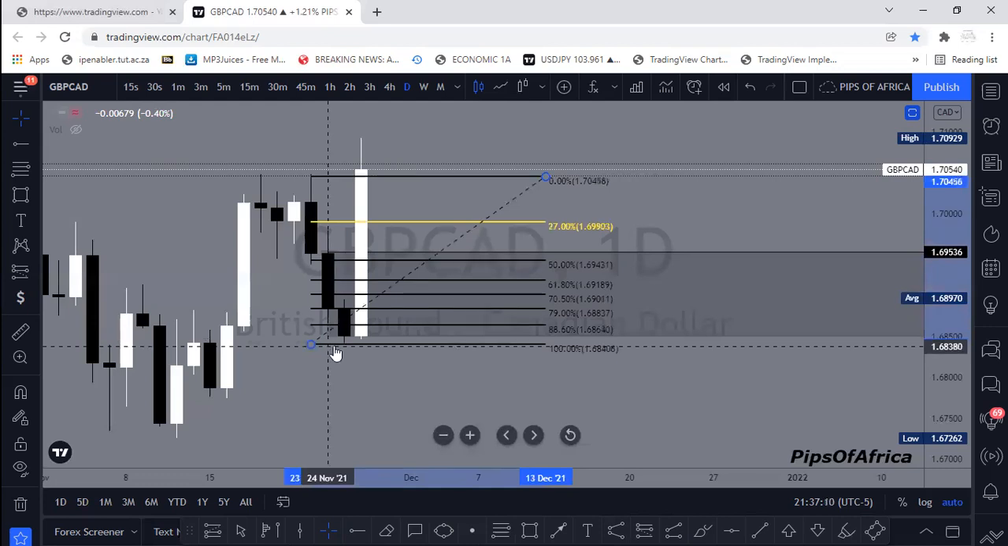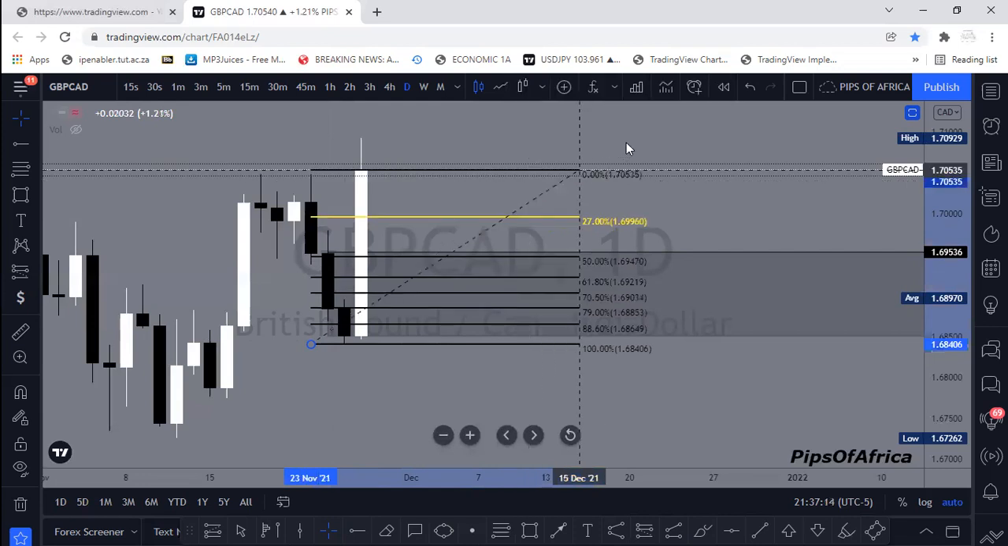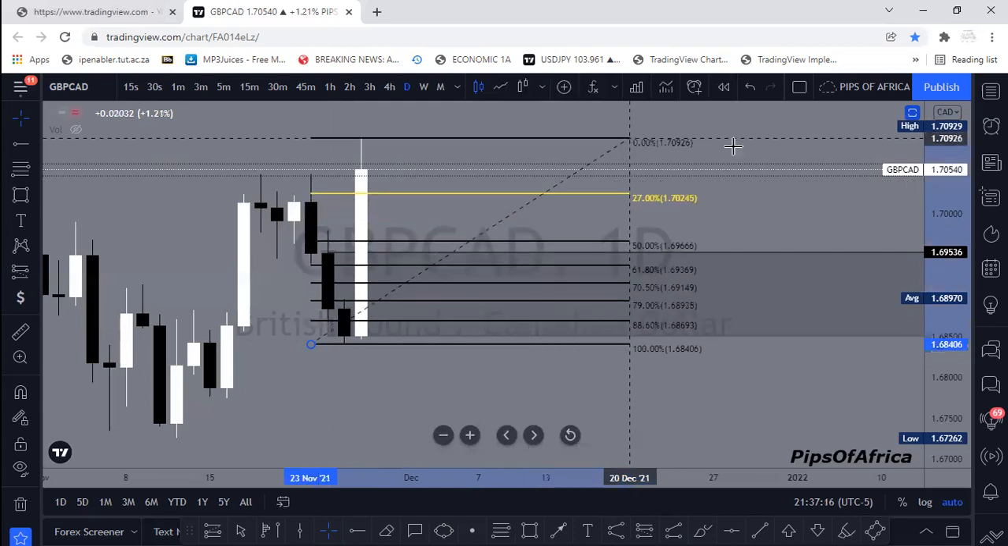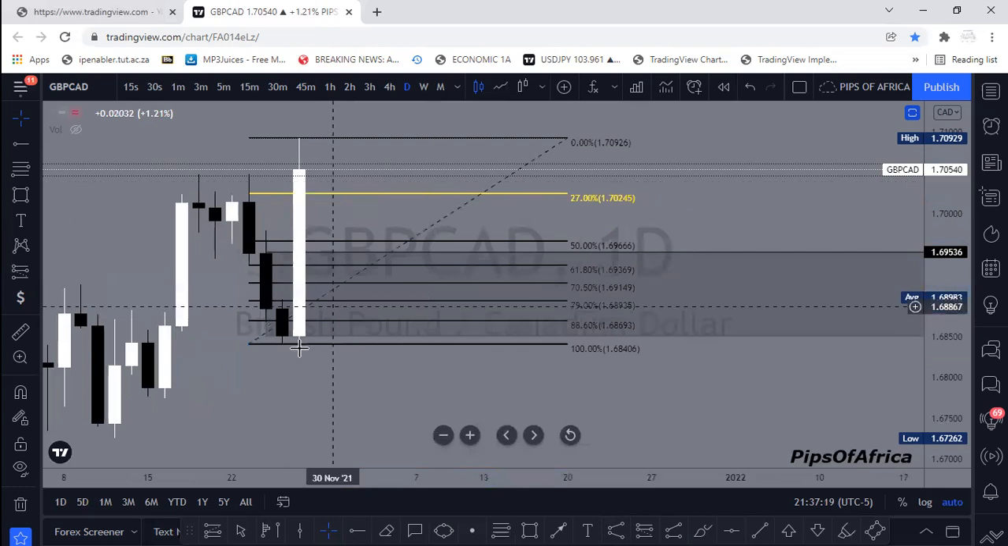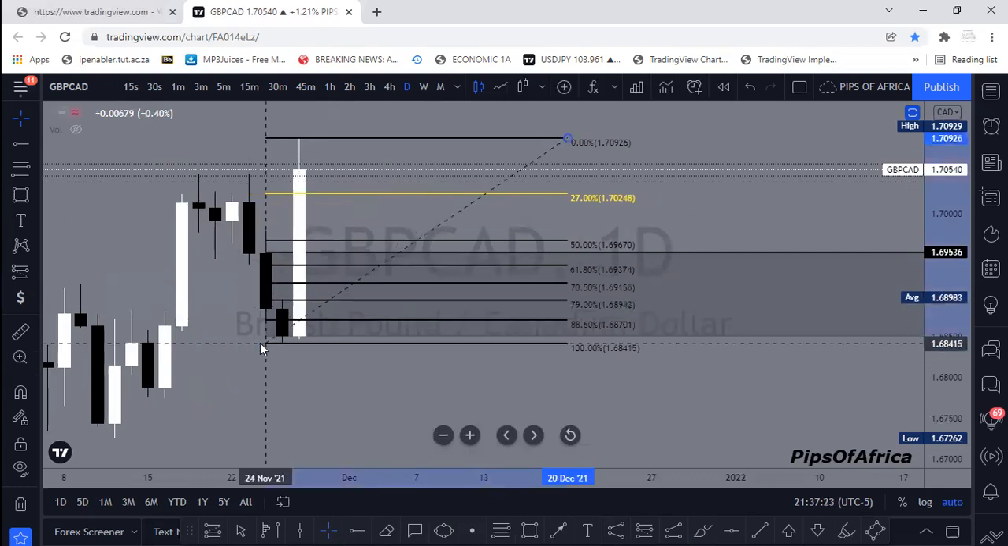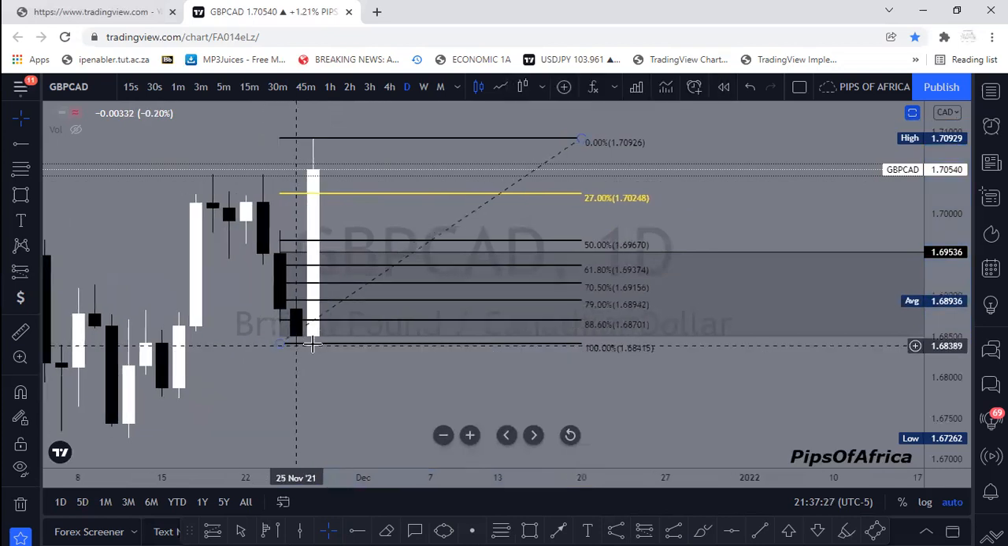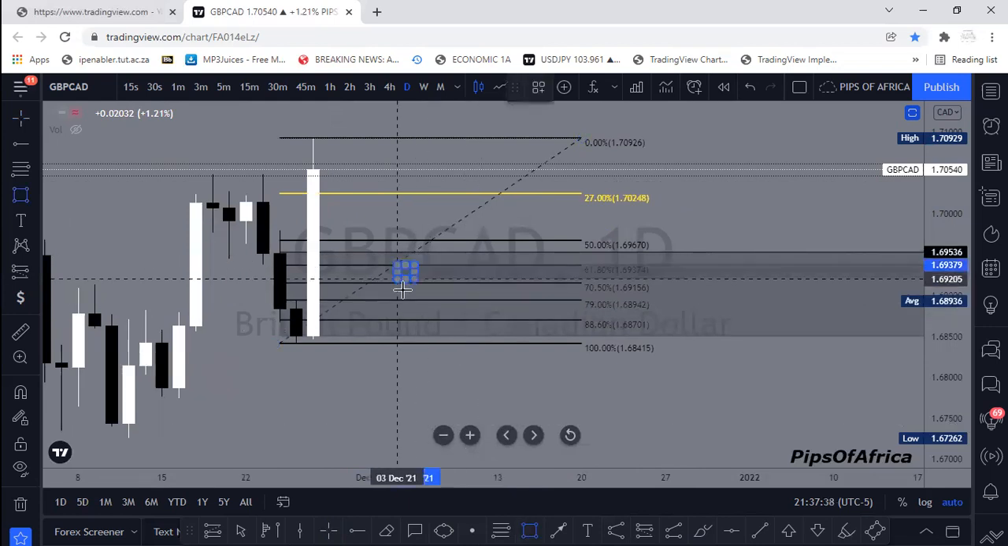So now let me apply the Fibonacci from the low up to the high. This is the high of the day, then the low of the day. But I like to include the wick of the last period candlestick, not this one. So you're going to mark from the 61.8% up to 79%. That's where your entries are. From here up to 79%.